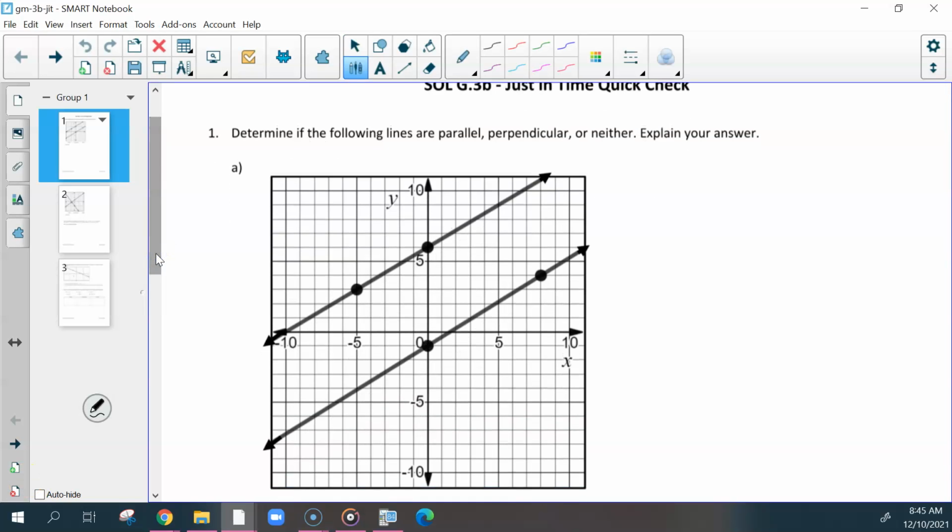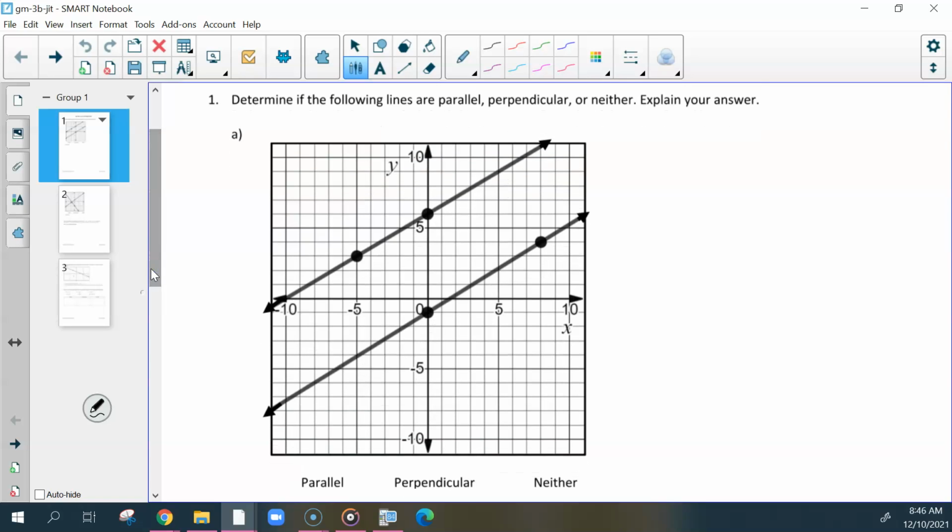For 1A, did we decide that these are parallel, perpendicular, or neither? Did we count the slope of these two lines? No, that's not perpendicular. If you counted the slopes, this one has a slope of 1, 2, 3, and this one has a slope of... Neither. It looks like these are going to be parallel because it looks like they're not going to intersect.